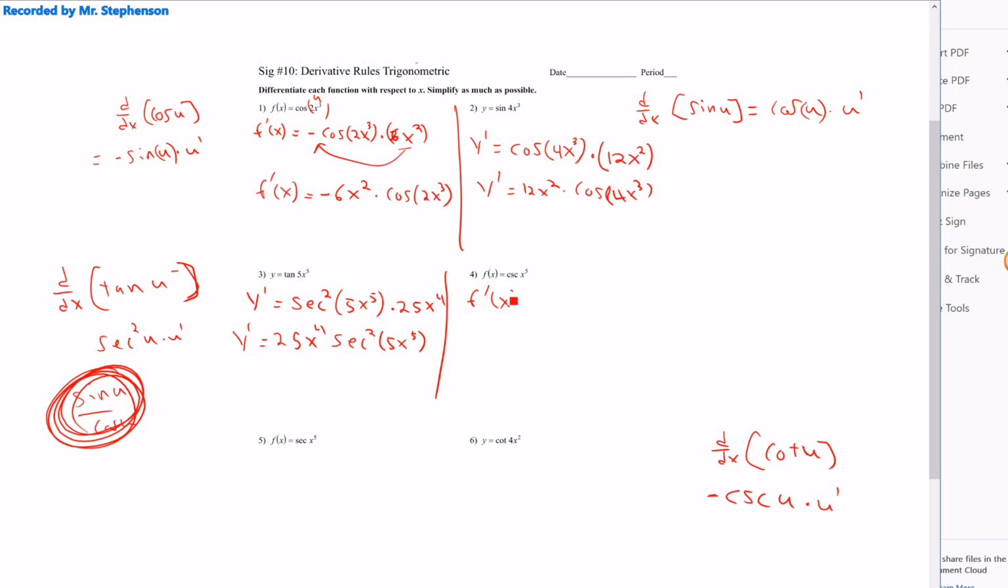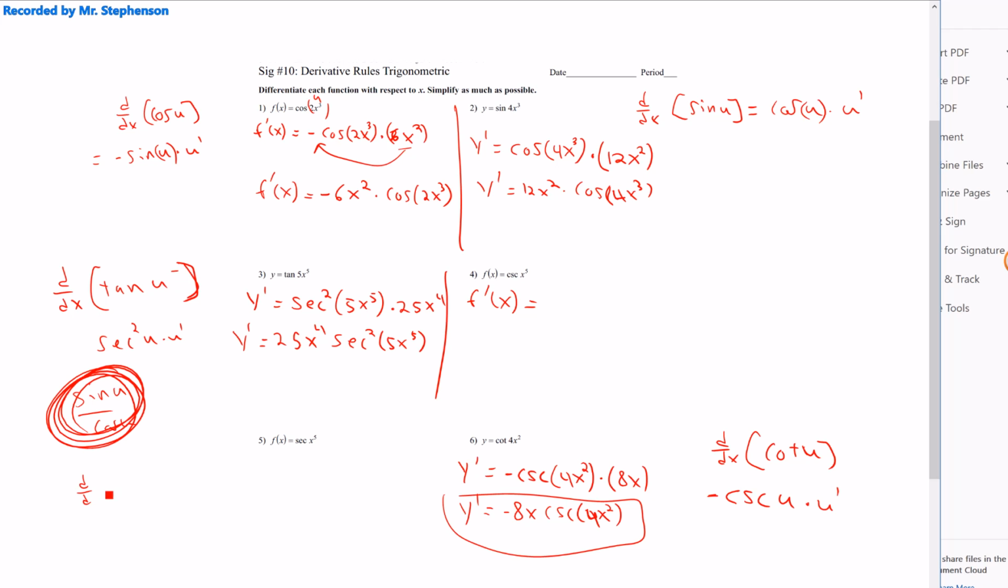So there's a lot of patterns here that will help you memorize these. So f prime of x, the derivative of, we're doing number 6. The derivative of cotangent, y prime, is tangent went to secant, cotangent goes to negative cosecant. Inside stays the same, multiply by derivative of the inside. And we will get this guy. Alright, that's our simplified answer.